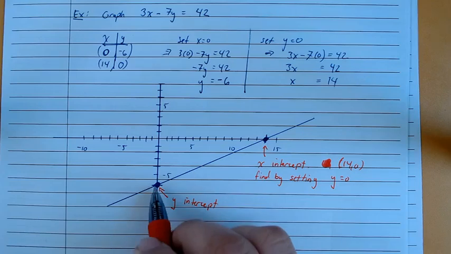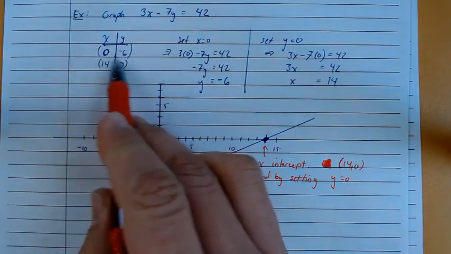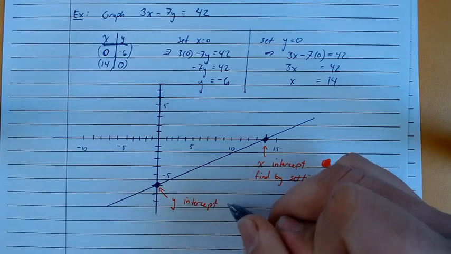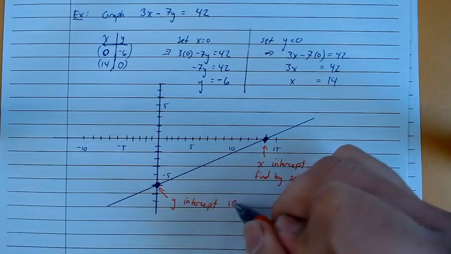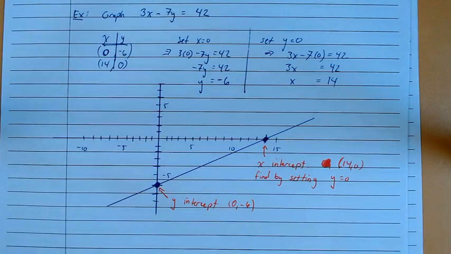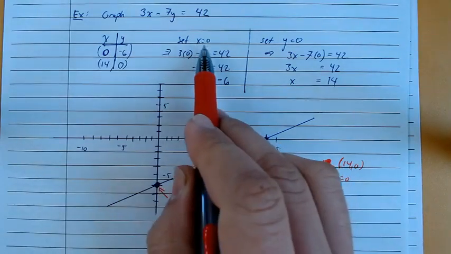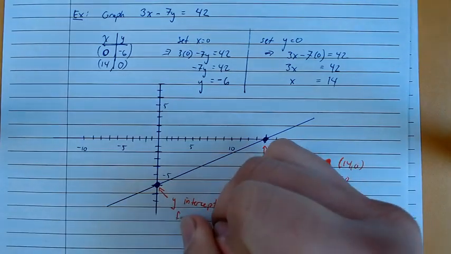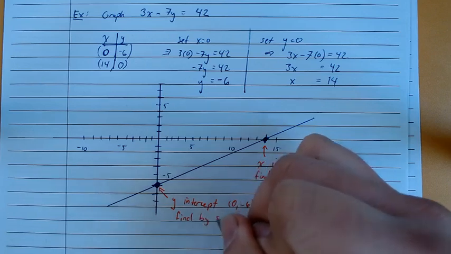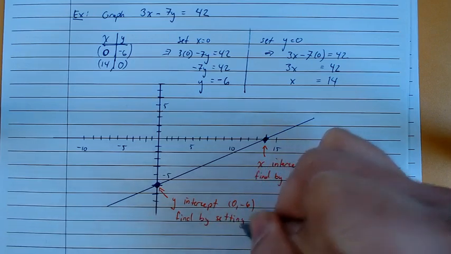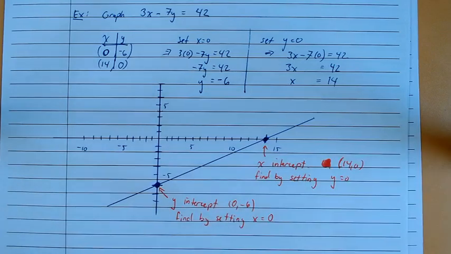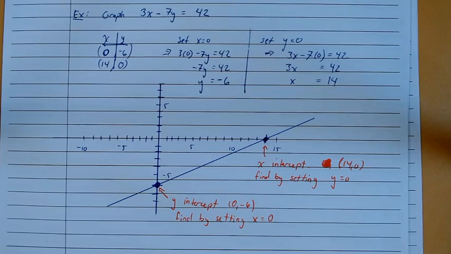Again, it's a point, not a number. So you have x comma y. Your y-intercept is not just -6. It's 0 comma -6. It's a point. It has two parts, an x and a y. And the way you find that is, well, right here we found that by setting x equal to 0. That was our first step. You find it by setting x equal to 0. So that means that your y-intercept will always look like 0 comma something.